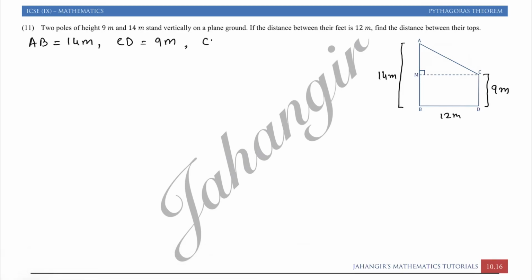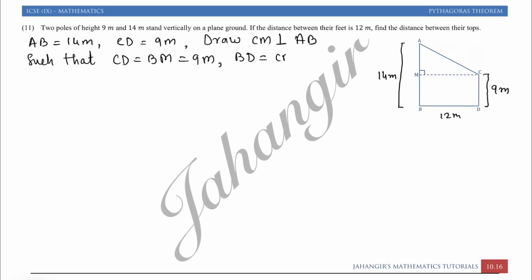I can write CM is equal to BD. That I can write it later on. Before that I have to draw CM perpendicular to AB such that it forms a rectangle, and I can say CD is equal to BM, which is equal to 9 meter, and BD is equal to CM, that is equal to 12 meter.